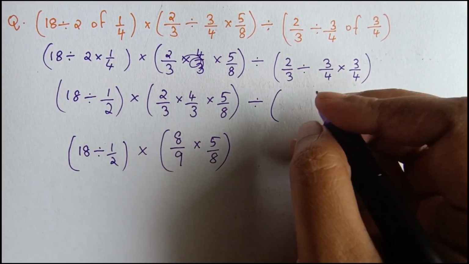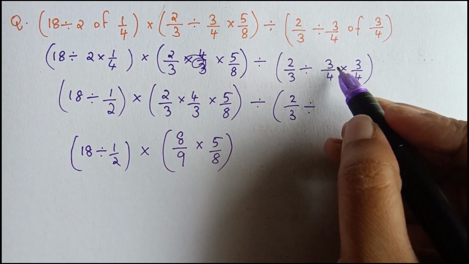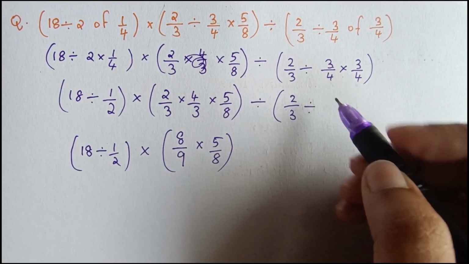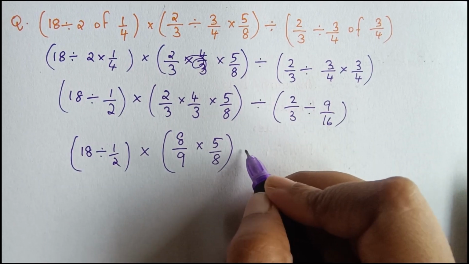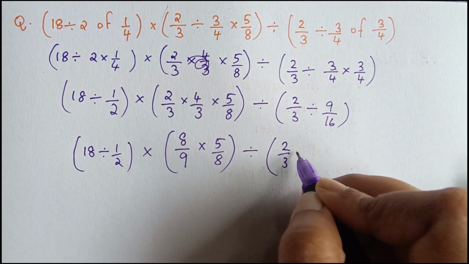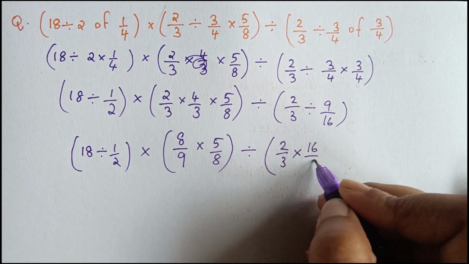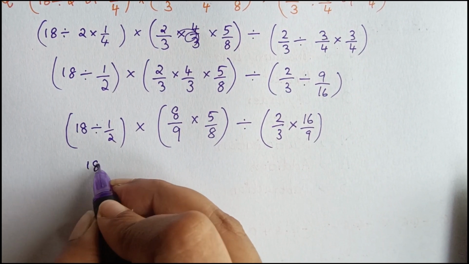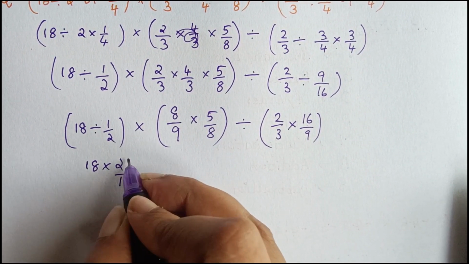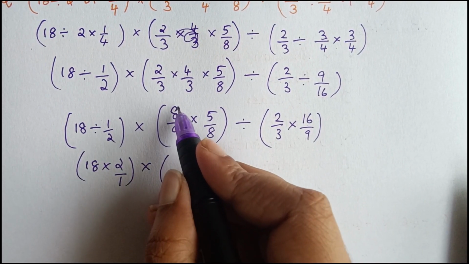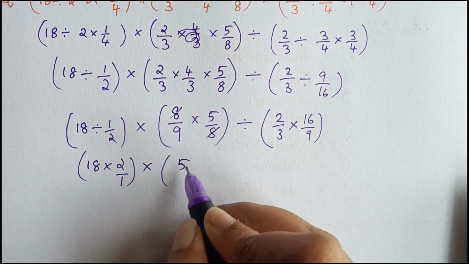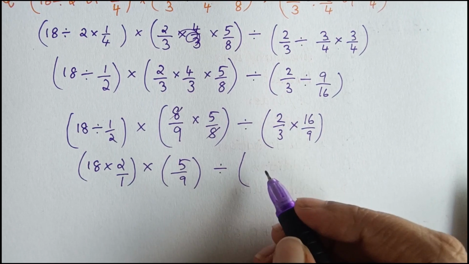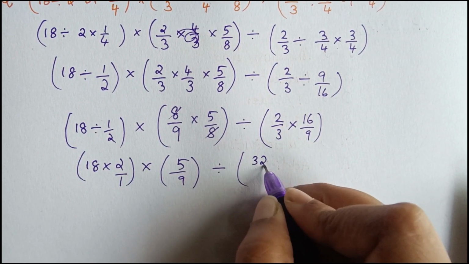Then we have 2 by 3 divided by 3 into 3 is 9. We need to do the of operator first. So 3 into 3, 9. 4 into 4, 16. So 9 by 16. We can change this as 2 by 3 into, reciprocating this, 16 by 9. Next, 18 divided by 1 by 2, we can change into 18 into 2 by 1, into, we can cancel this 8 and 8, and this will be 5 by 9 divided by, multiplying this, it will be 32 by 27.